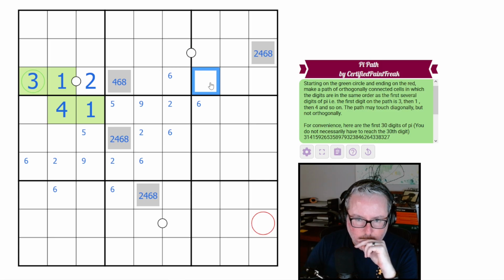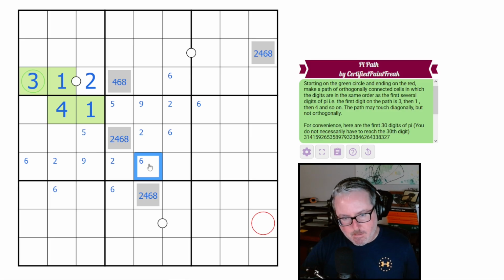Well, it could just go up here, could go over here. This guy could come down. This guy could go over. Well, I guess this can't be a 6 then. Because if we're getting to this 6, we're 4, 1, 5, 9, 2, 6. We have to get to a 5. We already put a 5 in there, so this can't be.